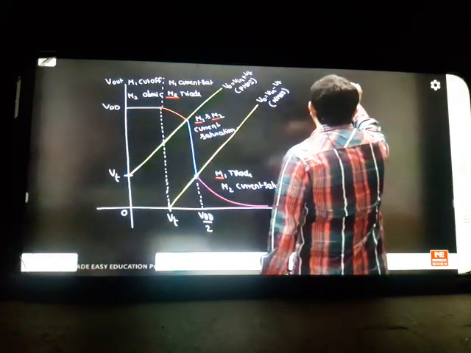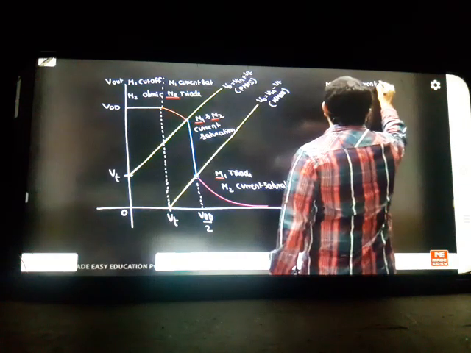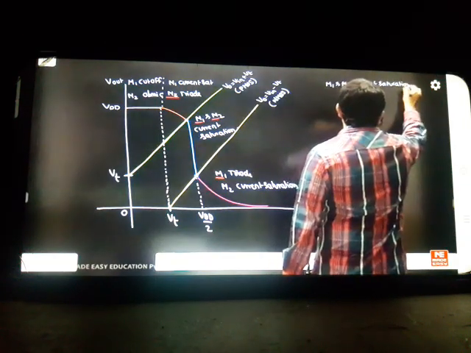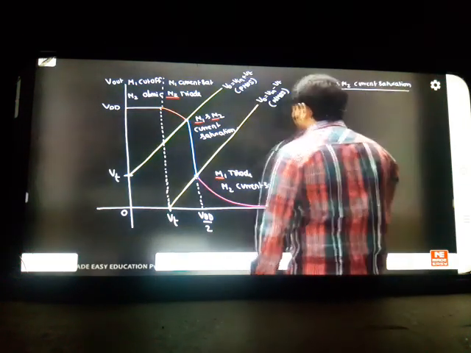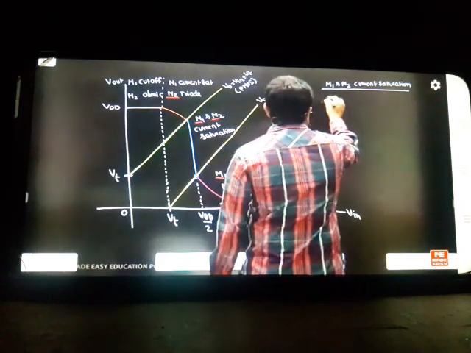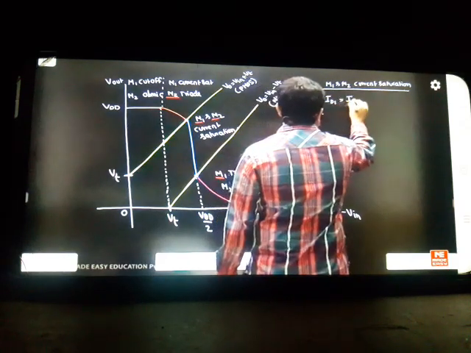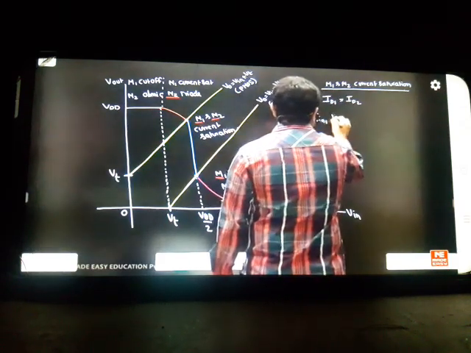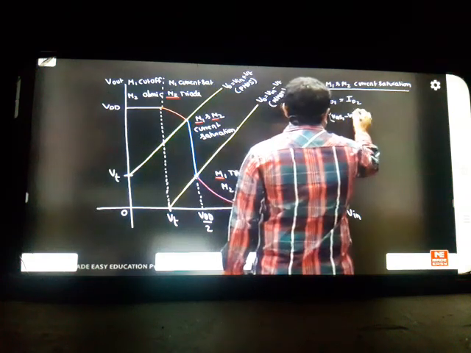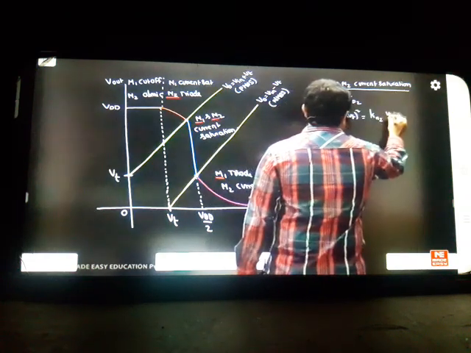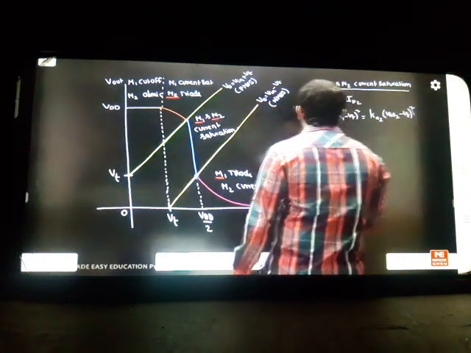If M1 and M2 are in current saturation, only then do we get the linear line. In other regions we are not getting it. Both should be in current saturation. Then only we get linearity. The first equation is ID1 should be equal to ID2. You have Kn1 into (VGS1 minus VT) whole square is equal to Kn2 (VGS2 minus VT) whole square. Actually, this is your equation.